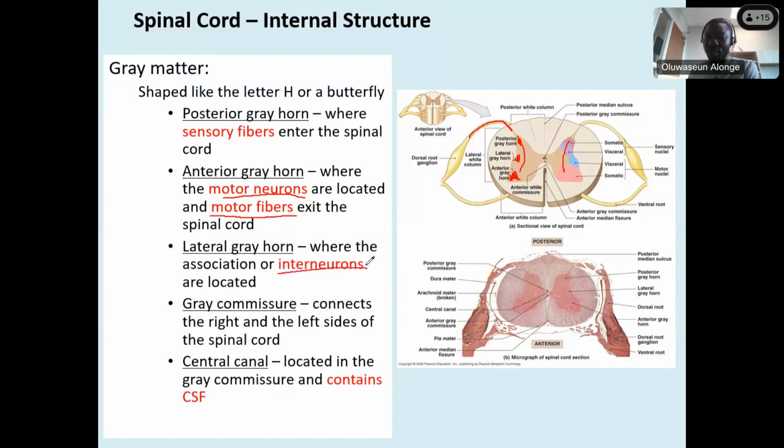It's interneurons. All right. Now, then you have the gray commissure. The gray commissure is this area where the spinal hemispheres, the right and left sides, connect. So this point here is the gray commissure. And then inside, at the middle of the gray commissure, we have this hole here, and we call that hole the central canal. And what is key about the central canal is that it contains cerebrospinal fluid. All right.